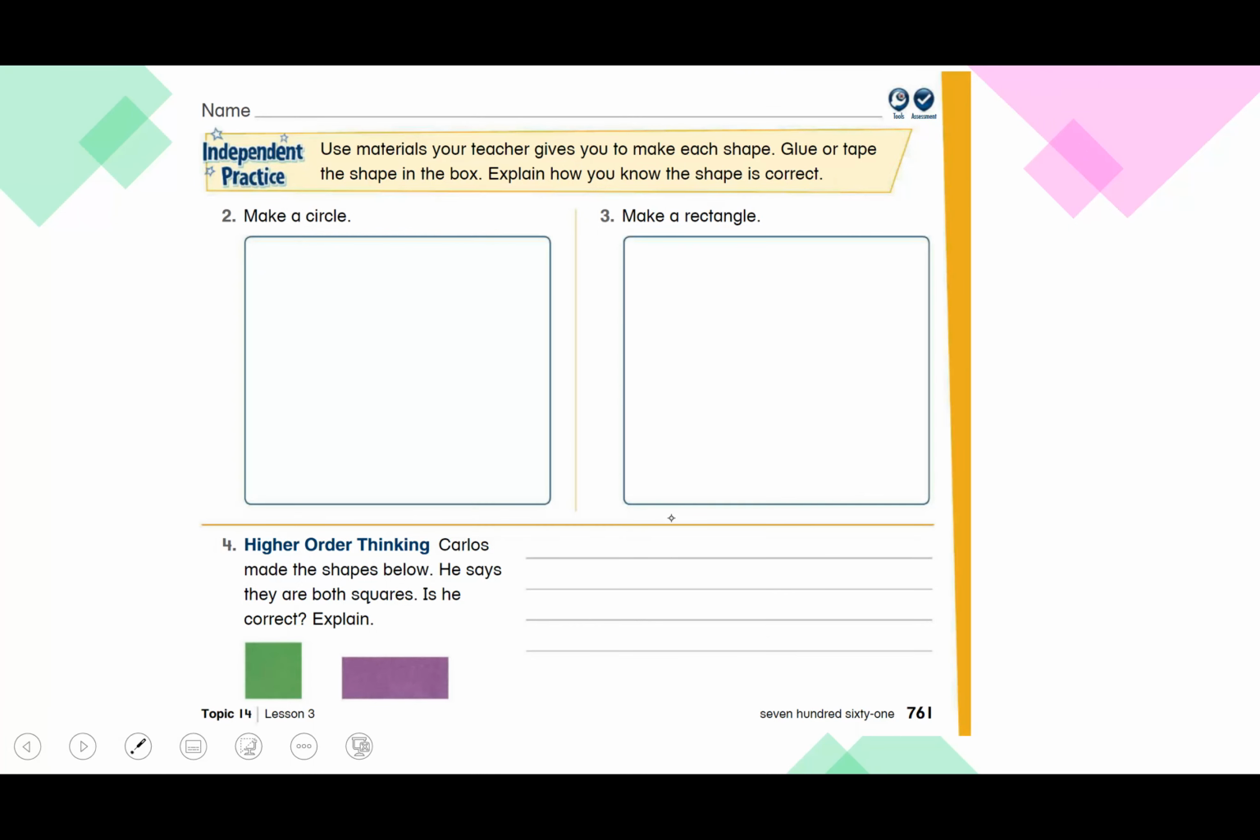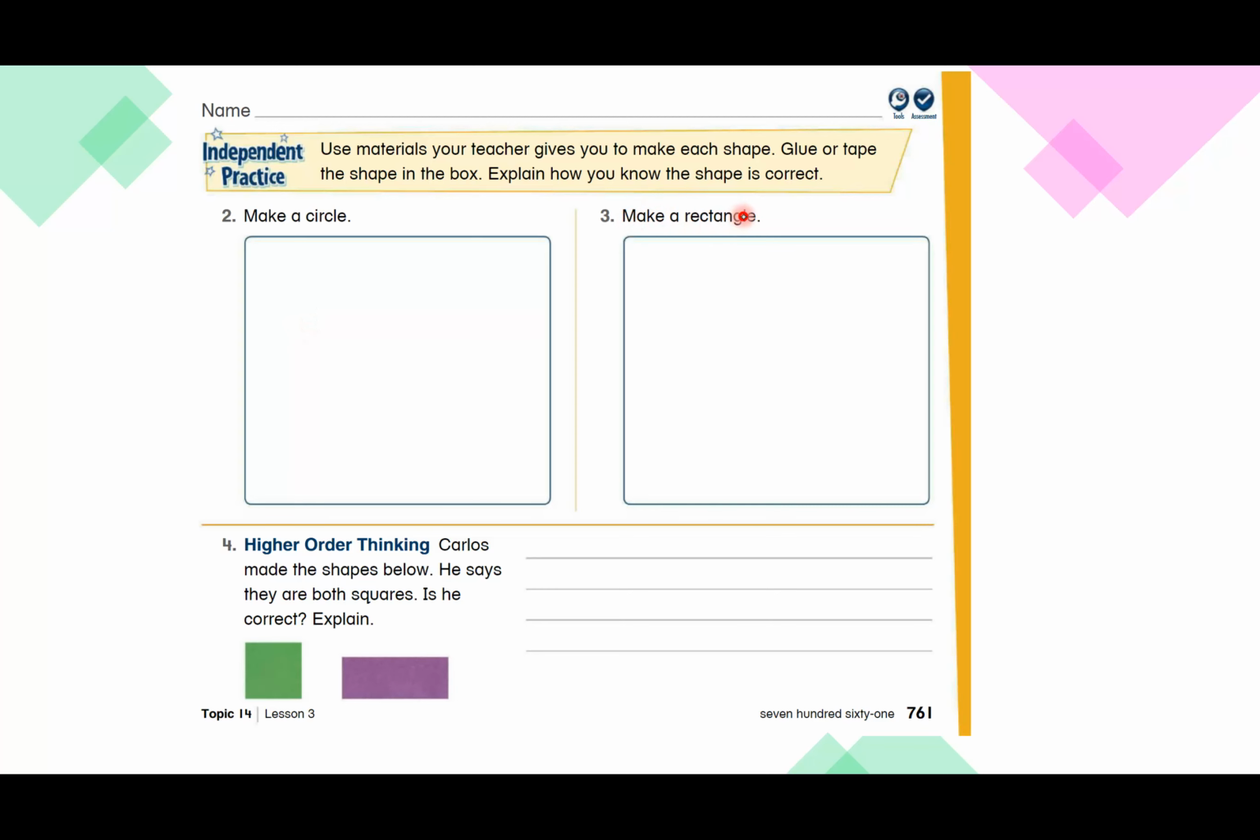761. Now this will be an independent practice for you. I will explain and you will do it. Use materials your teacher gives you to make each shape. Glue or tape the shape in the box. Explain how you know the shape is correct. Make a circle. Now you know how to make a circle. A circle is the only shape that does not have any sides. It does not have vertices. It's just round. So you can easily cut a circle and paste it over here.